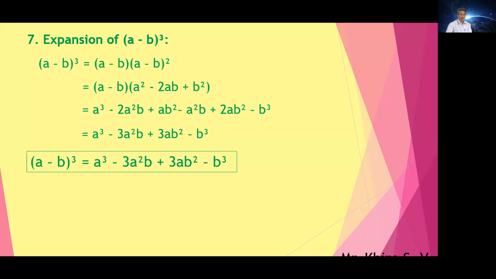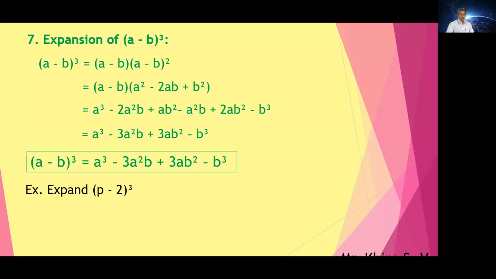Therefore, the identity becomes (a minus b) whole cube is equal to a cube minus 3a square b plus 3ab square minus b cube. Got it, all of you? We get this identity or formula. You have to learn this.